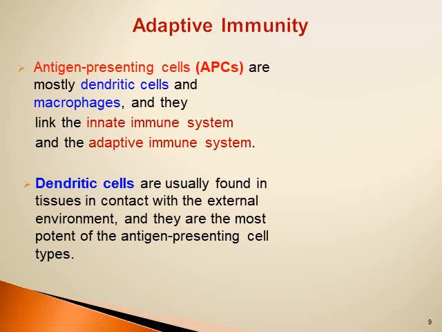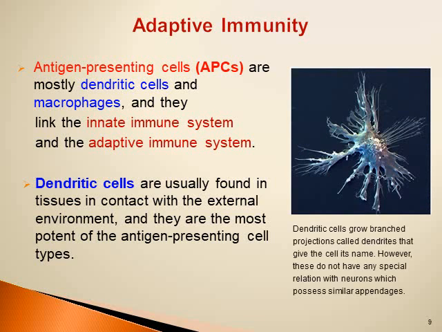The dendritic cells are usually found in tissues in contact with the external environment, and they are the most potent of the antigen presenting cell types. Here you can see a dendritic cell that has branched projections called dendrites. That's why we call them the dendritic cells. These projections are similar to those present in the neuron, but they have nothing to do with the neurons. The dendritic cells are not specialized neurons, so be careful.